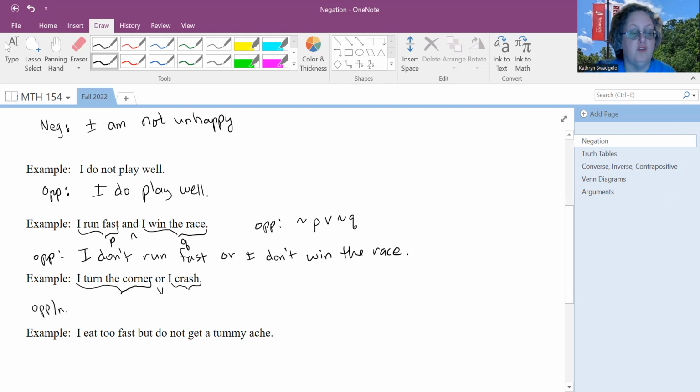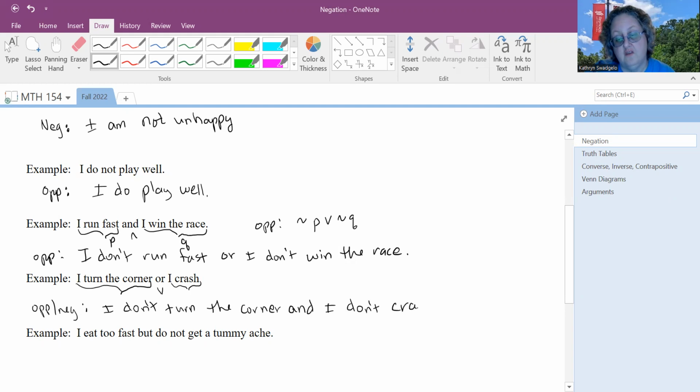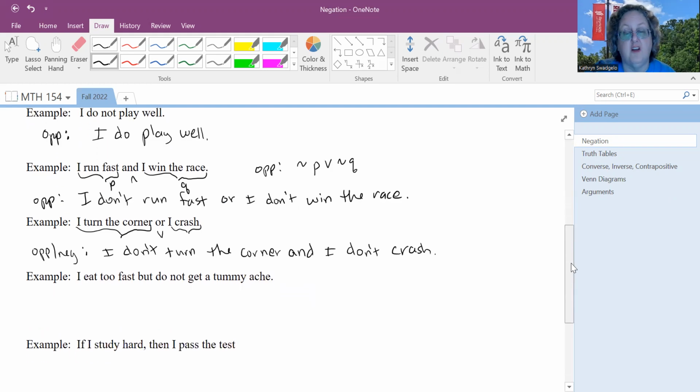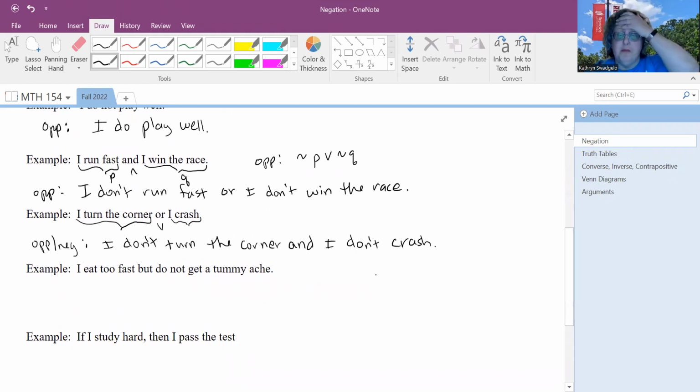The opposite, of course, also known as the negation, is I don't turn the corner and I don't crash. If I'm saying I did either one and you're accusing me of lying, not telling the truth, then that means I didn't do either one.